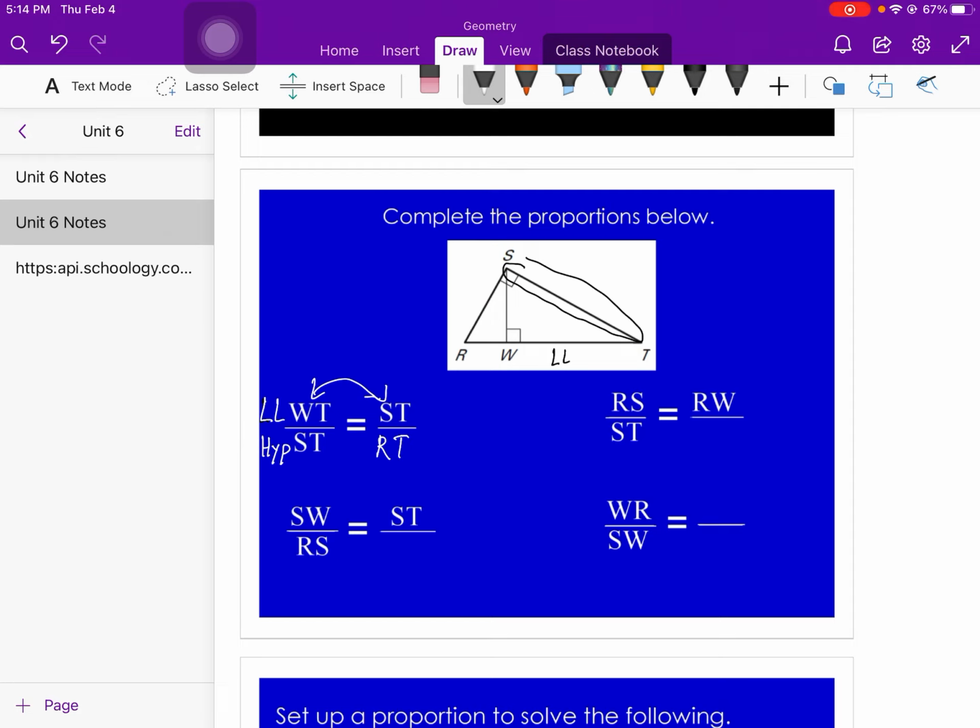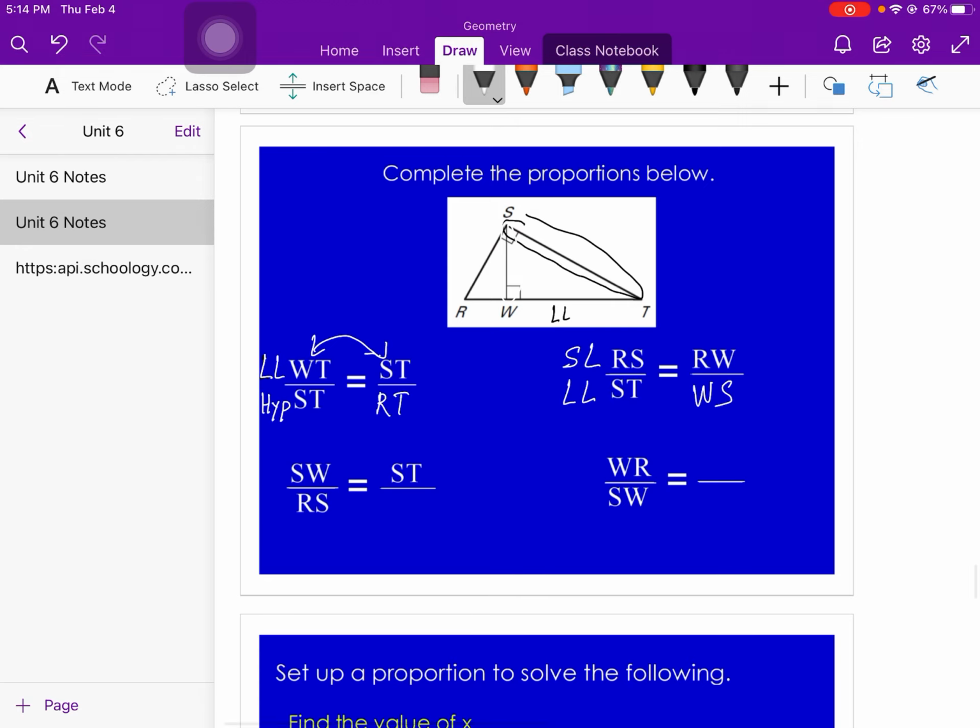RS is going to be the short leg of the big figure, and RW is also the short leg of the smallest triangle. And then ST, if we are comparing that, ST is the long leg, so we need another long leg on the small triangle. And the long leg for that one would be this WS. Basically, you're just trying to pair up short leg, long leg, or hypotenuse, and just make sure you can set up a proper proportion.